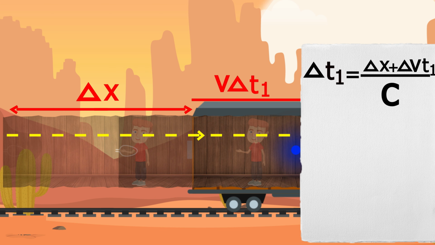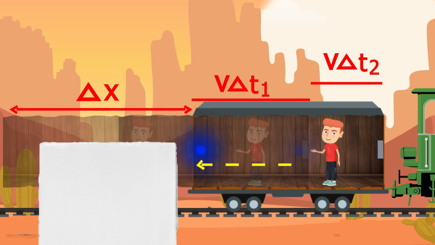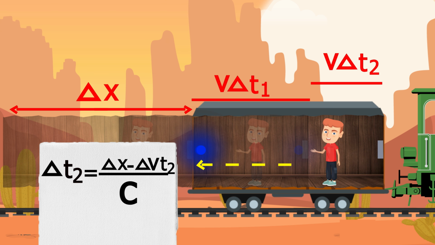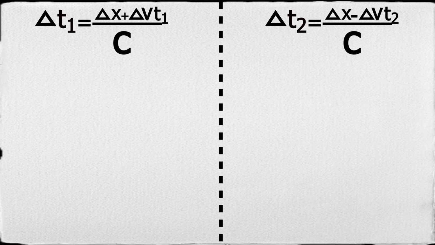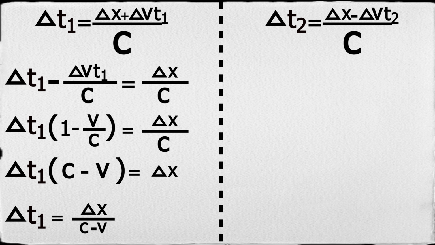Now, on the reverse trip, the time period it takes for the light to get reflected and return to the point where it was emitted is delta t2 equals (delta x minus v delta t2) divided by c. Minus because here the train and the light are moving in the opposite direction from each other. After a bit of algebra, we get this. We can do the same thing for the other side as well.